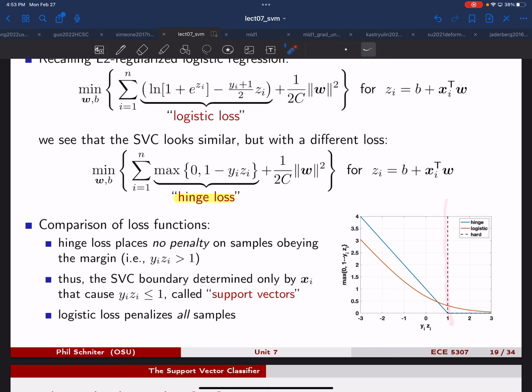So this is the boundary of the street. This is the center of the street, because that's where the sign-corrected score is 0. This is the other side of the street. As long as you're on the correct side of the street, it's totally happy. And as soon as you get in the street or beyond, it just increases linearly. Okay, so that's really the difference between the logistic loss we derived back in Unit 5 and this new idea. Hinge loss places no penalty on samples obeying the margin. Logistic loss penalizes all samples, but other than that, they're not hugely different.